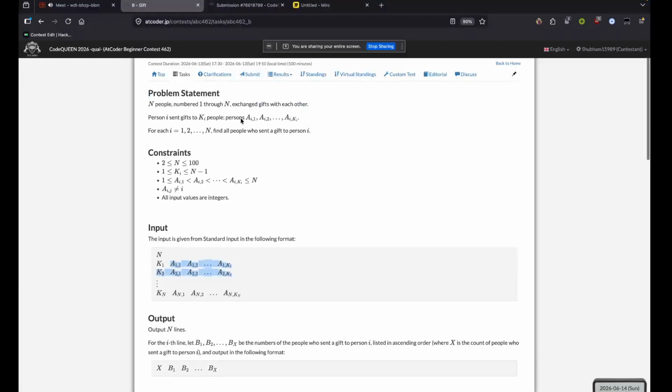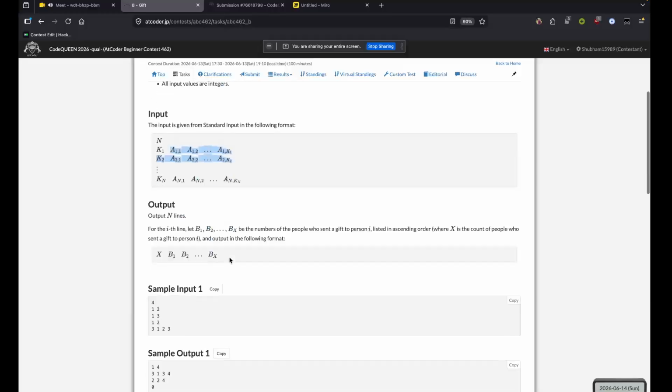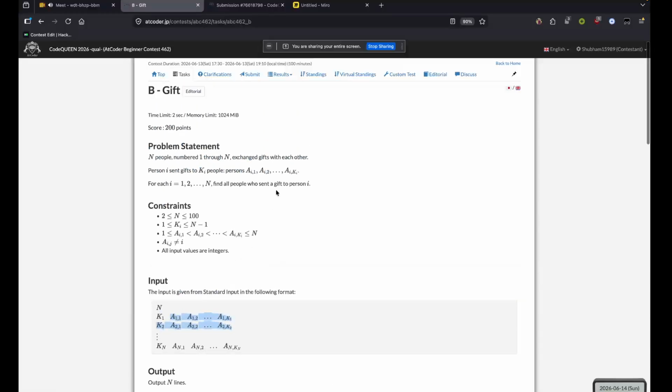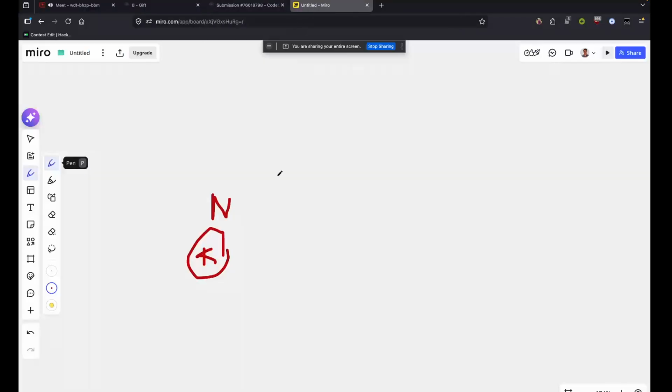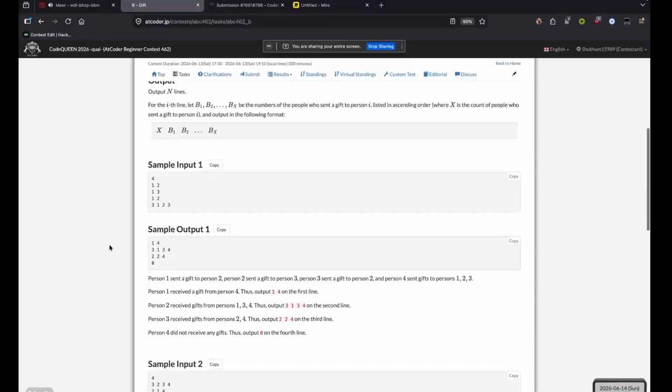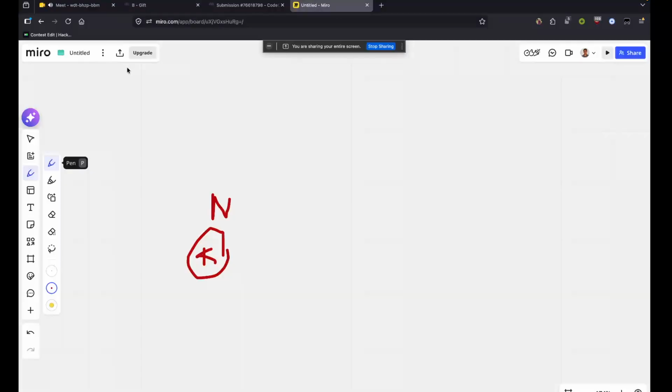And the question is asking, find all the people who sent a gift to person i. So we need to find, for each person, how many gifts they are receiving. So if I take a test case, suppose this one, it will be easier to understand.